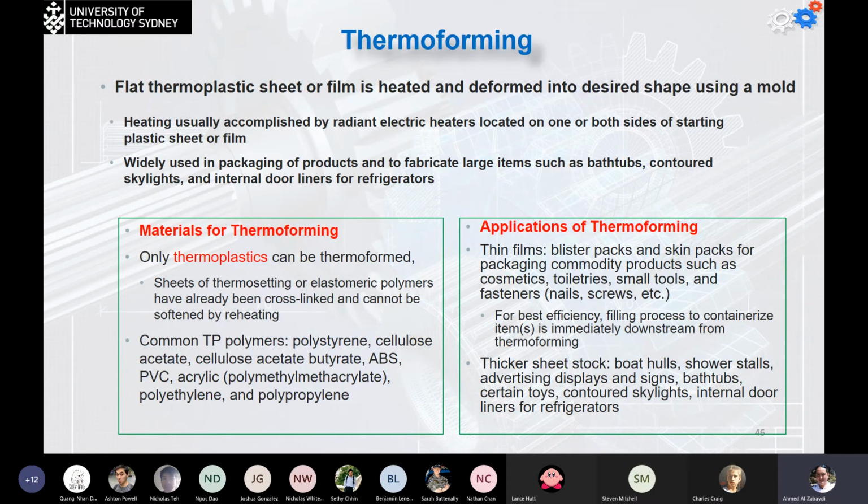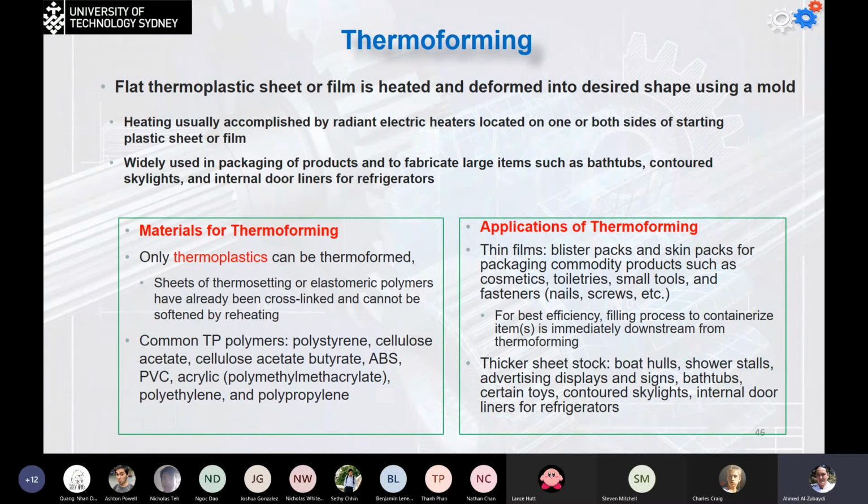But anyway, in this process, we're going to have a flat thermoplastic sheet or film. We're going to heat it up, and then we're going to deform it into the desired shape using the mold. The heating usually is done by radiant electrical heaters located either on the top or bottom or both sides of the starting plastic sheet or film.